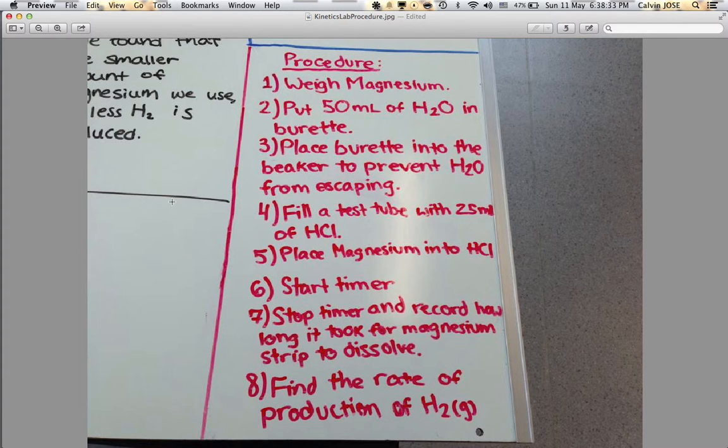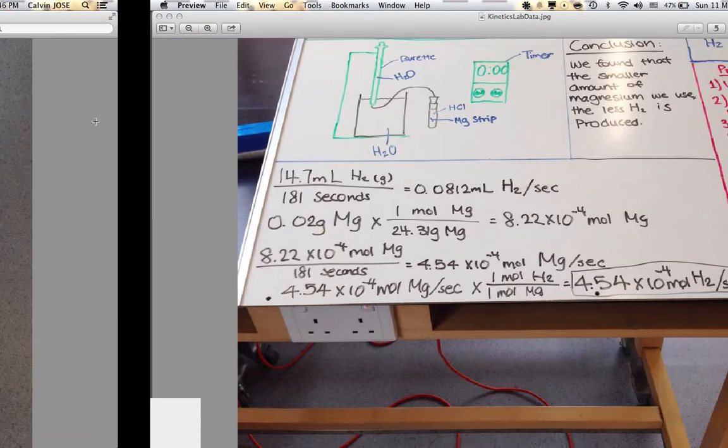And number 6, started the timer. Number 7, we stopped the timer, recorded how long it took for the magnesium strip to dissolve, and finally we found the rate of production of H2.